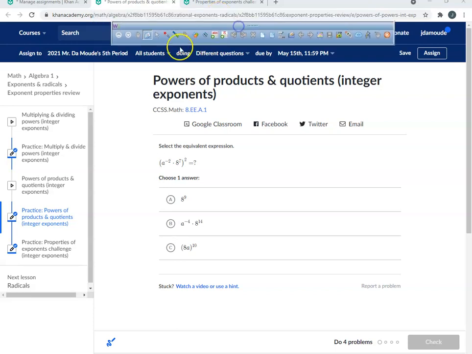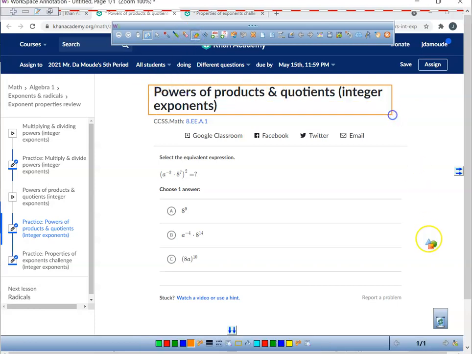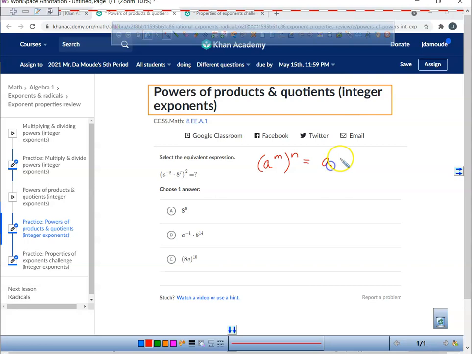We are going to be going over what's called the power property. So in your journal, if you would, title this Power of Products and Quotients. Basically, just Power of Products should be fine to title it into your journal. What I'd like you to do is write a to the power of m, raised to the power of n, equals a to the power of m times n.